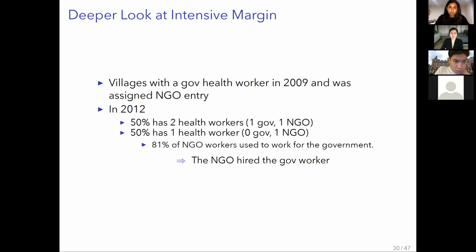So now let's take a deeper look at the intensive margin. For the villages with a government health worker that get an NGO, in 2012, when we look at them 2 years later, half of them have 2 workers. The NGO hired a second worker. Half of them have 1 worker. The NGO hired the government worker. Right, so this is important because this is really detailed evidence on poaching. It's systematic evidence that the NGO is poaching.